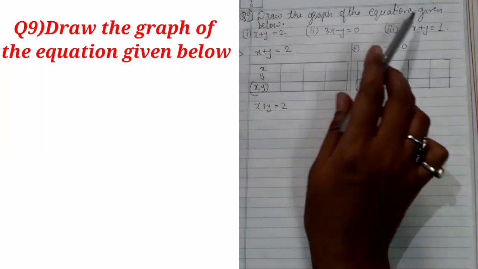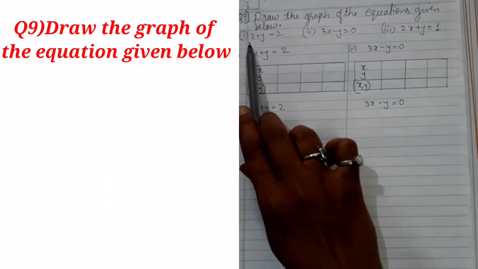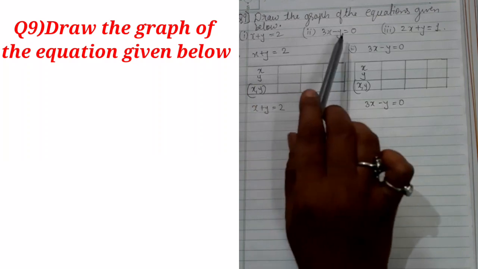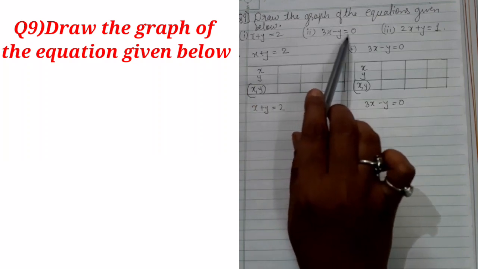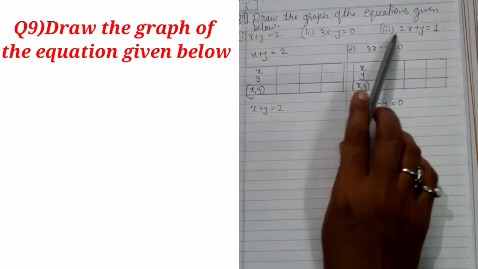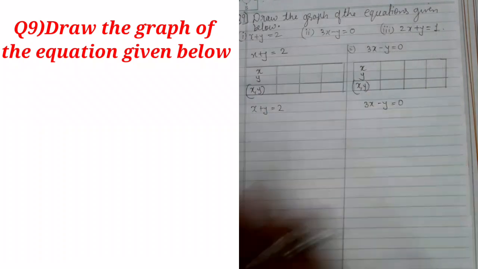Students, question number 9 is given. Draw the graph of the equations given below. Three equations are given. The first equation is x plus y equal to 2. The second equation is 3x minus y equal to 0. The third equation is 2x plus y equal to 1.